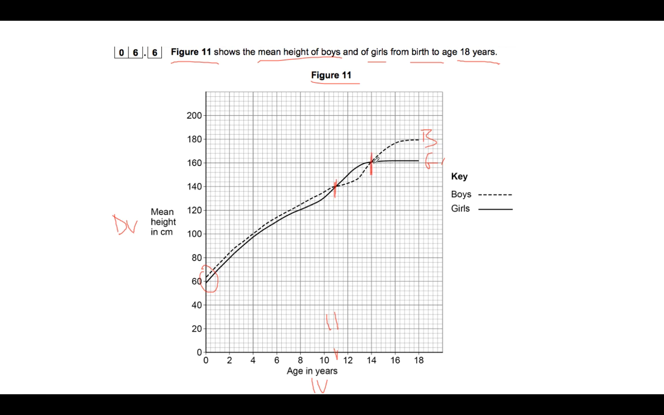And then after that, girls, around 14 years old, tend to stop growing. Whereas boys, they carry on growing up until about the age of 18. And overall, you can see here, boys are taller than girls.